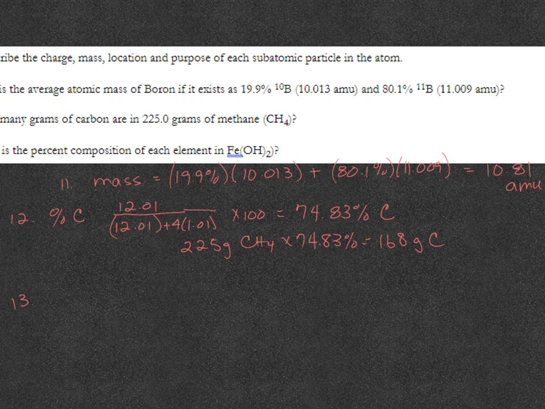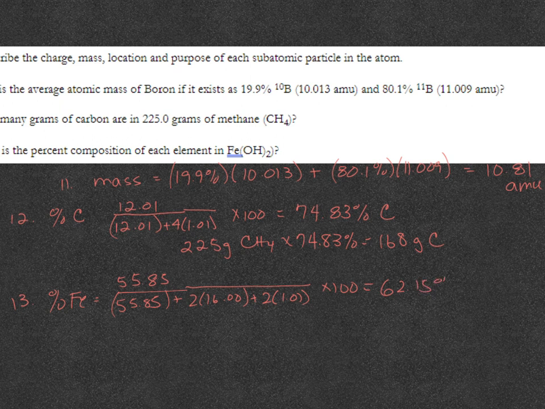13 is a percent composition, which is essentially what we did in 12, but just with one more step. And it's going to be the mass of the individual element divided by the total molar mass. So the percent iron is the mass of iron from the periodic table divided by the total mass, which is 55.85, plus 2 times the mass of oxygen, plus 2 times the mass of hydrogen. And then I multiply that times 100, and I get 62.15% iron.